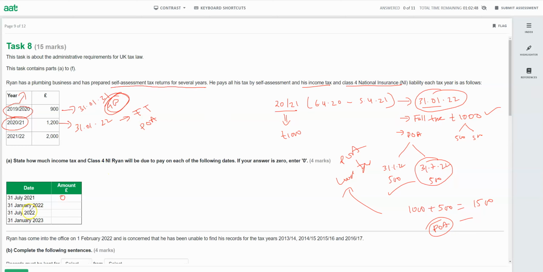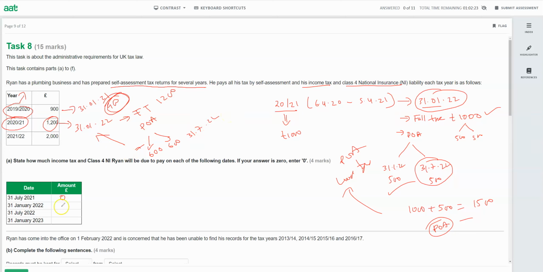So here I'm looking at 1200 is my tax. My full tax is 1200, and this 1200 I'm going to split into two payments on account. One is 600, another one is 600. So the first 600 will be paid on 31st of January. Together with that, another 600 will be paid on 31st of July 22.